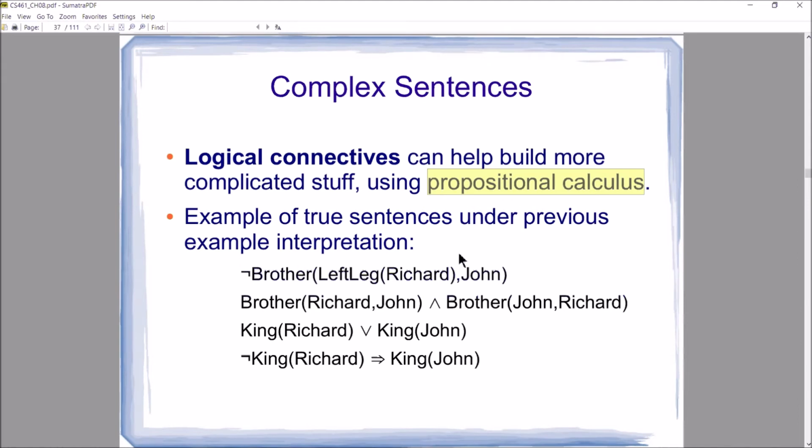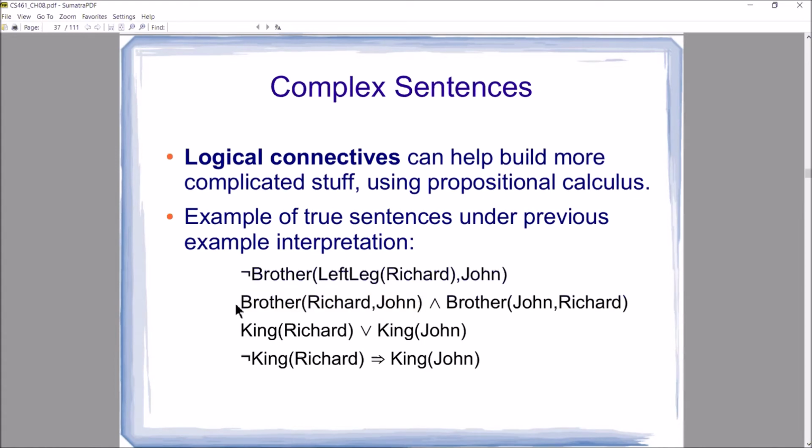So let's read these. What this is saying is the left leg of Richard, John. Now, brother would say, if this not wasn't here, this would be claiming that the left leg of Richard is the brother of John. But since this not is in front here, this is saying that the left leg of Richard is not John's brother, and that's true.